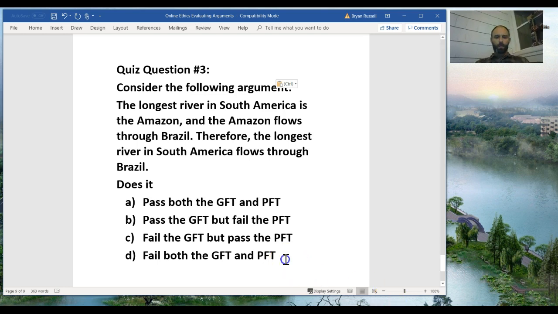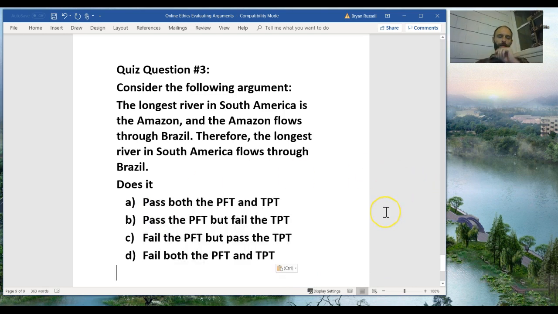does this, and I'll put the same answer key up here. Does it pass the proper form test? Does it pass the true premise test? Does it fail one and pass the other? Or does it fail both? So go ahead and answer all these three quiz questions in your notes. Note your answer, and when you go to the Canvas quiz, indicate the answer you selected.